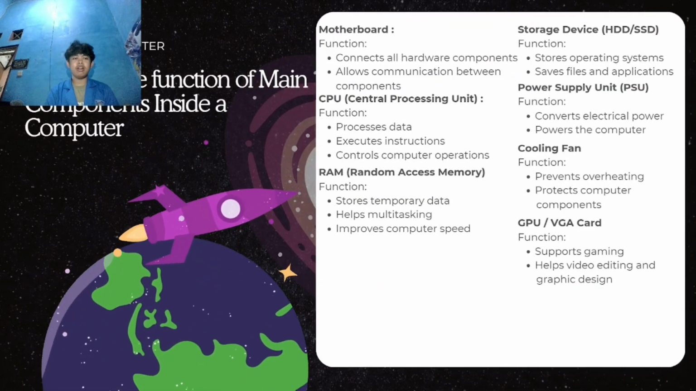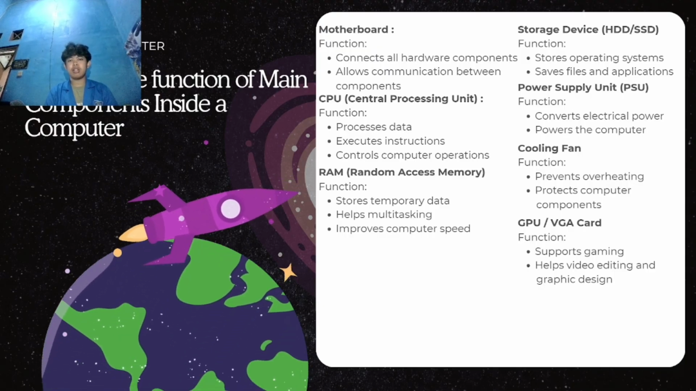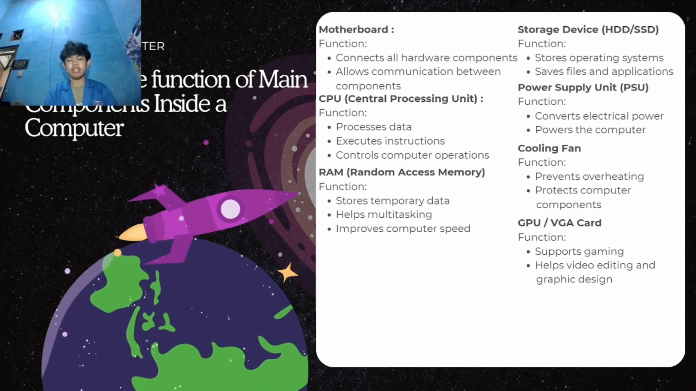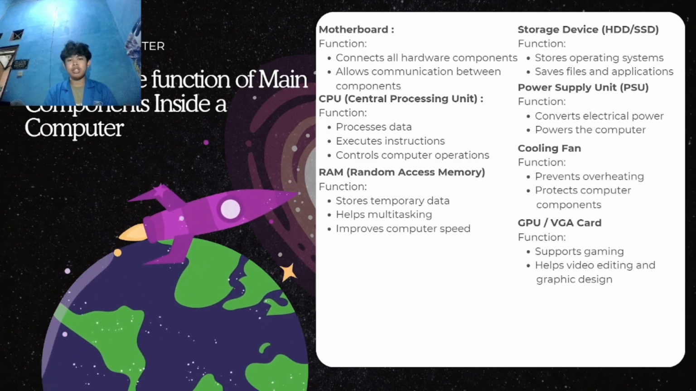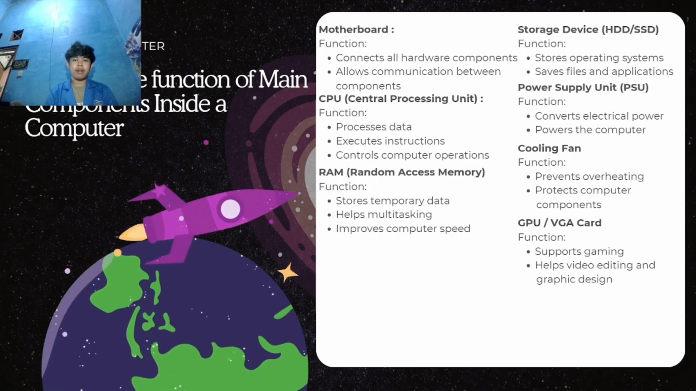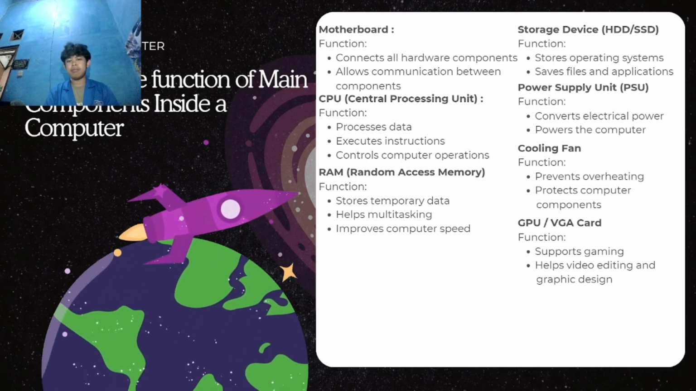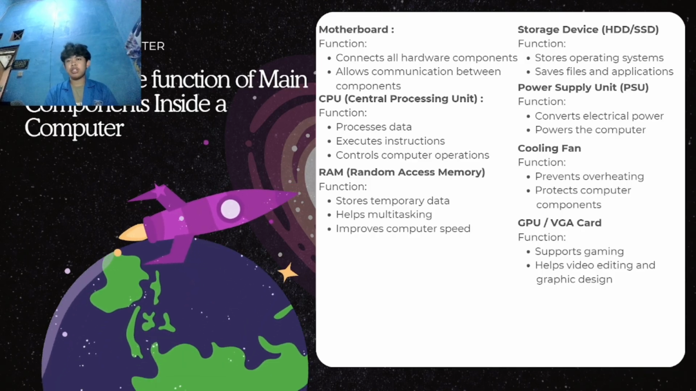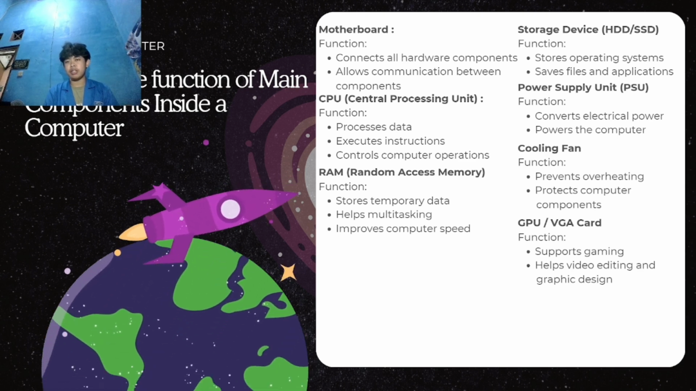And here the function of main components inside the computer. Number 1 is motherboard. The function connects all hardware components and allows communication between components. Number 2 is CPU. The function process data, execute instruction, and controls computer operation. The number 3 is RAM. The function stores temporary data, helps multitasking, and improves computer speed. The number 4 is storage device, and the function is stores operating system, saves file and application.